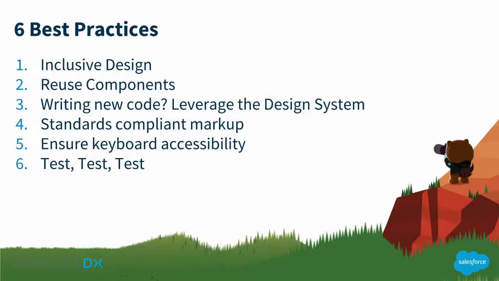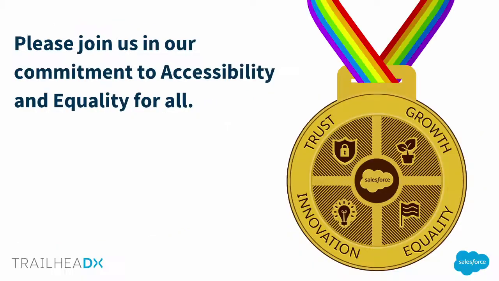So there you go. 6 best practices. We touched on a lot there. Hopefully there were some useful pointers. It all takes us back to my key ask for today, which is to join us in our commitment to equality, in particular to accessibility. We provide the foundation, the platform, out of the box. If you ever find accessibility bugs in the platform, let us know, because we'll fix them.